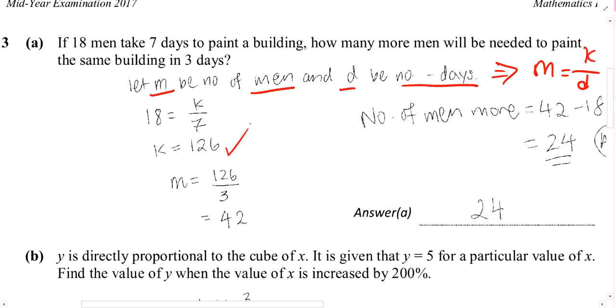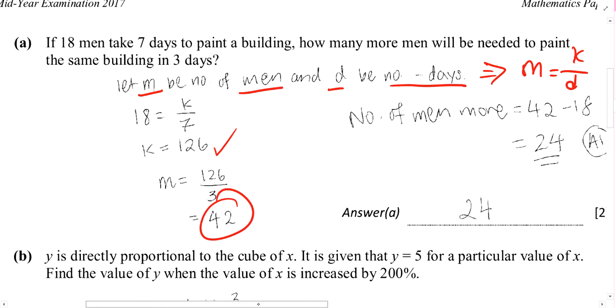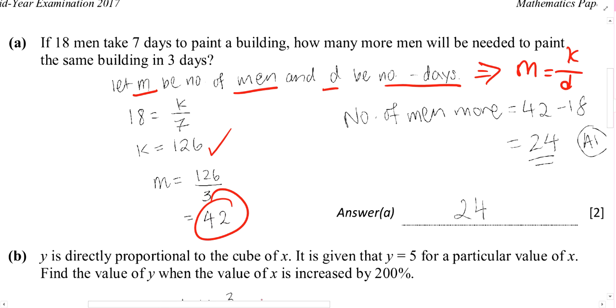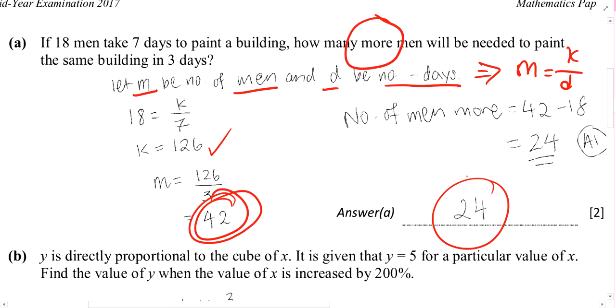Same building in 3 days, 42 men required. So you see, I'm sure the majority of you will be able to get 42 men required. But about half of you are going to lose 1 mark, because the question says how many more men. So how many more men will you require? 42 minus 18 to give us the answer. Read the question carefully, okay?